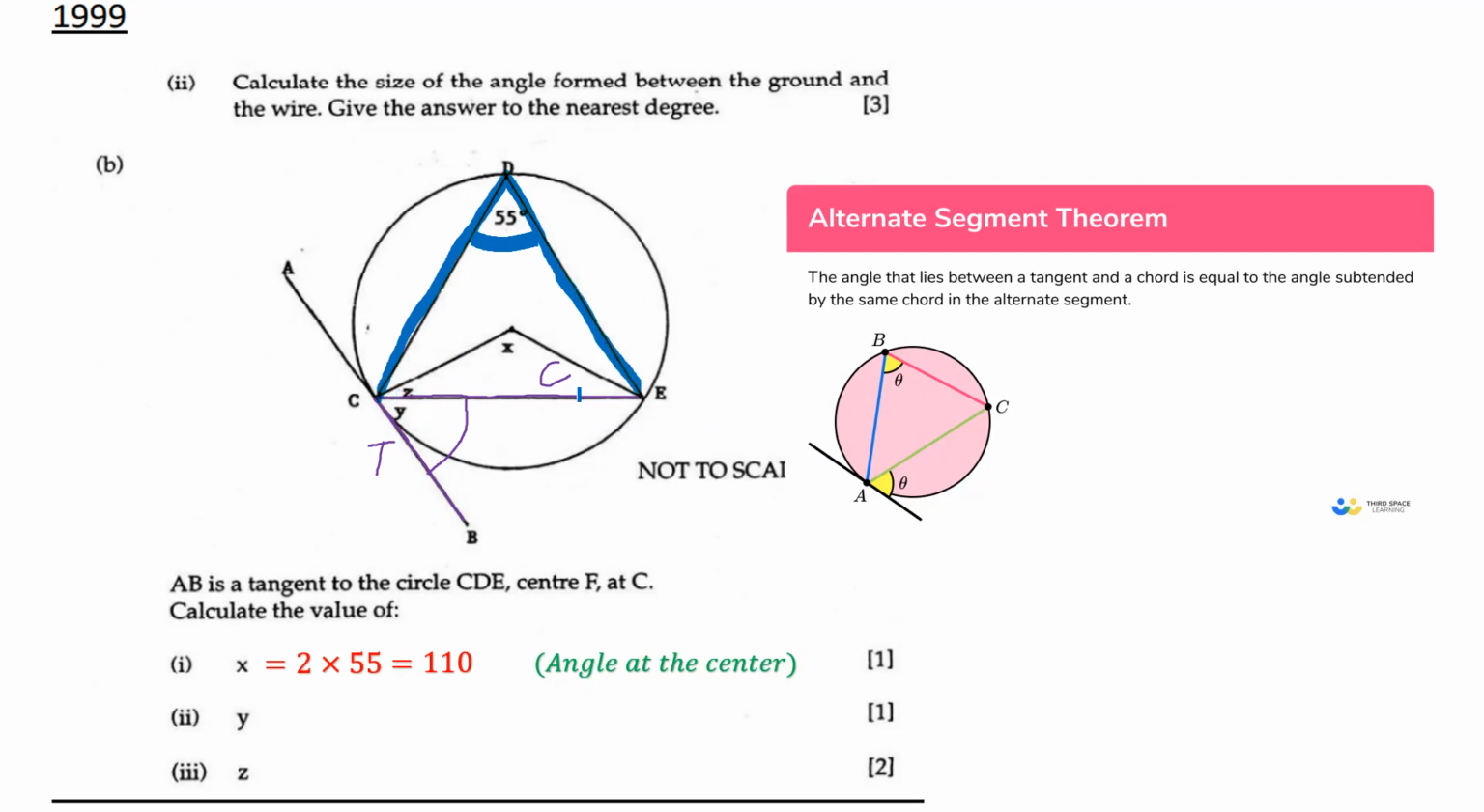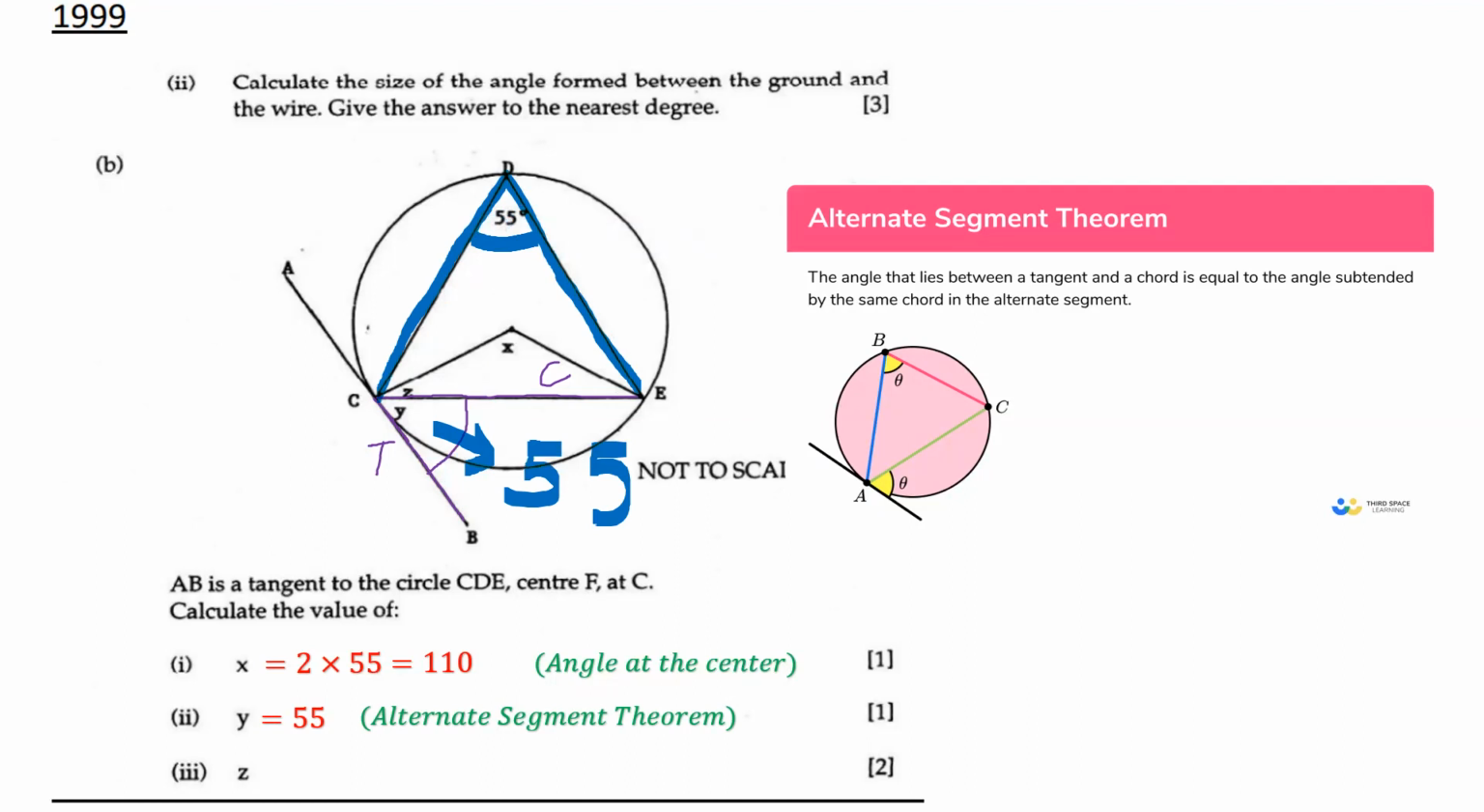The legs of this angle rest on the chord CE, which means that the chord CE acts as the base of a triangle that is formed using the legs of the angle that measures 55 degrees. And so definitely, if this is 55, this one must also be 55. And so that means that y is 55 degrees.